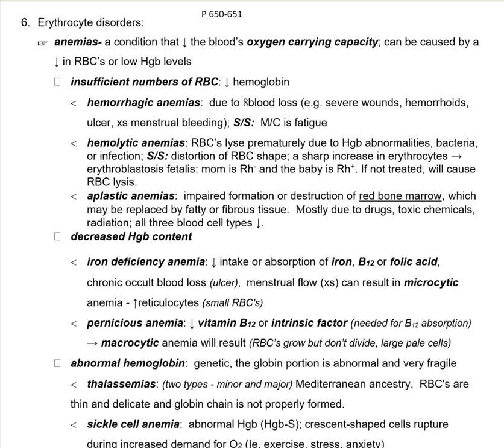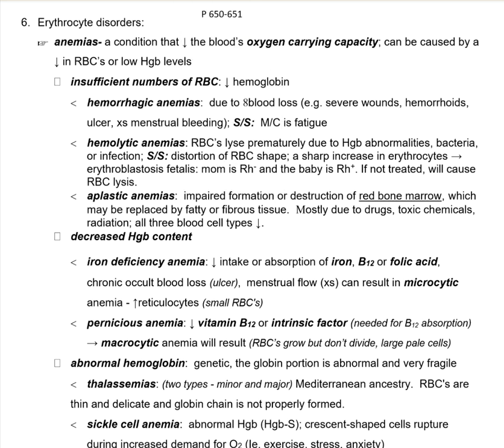Erythrocyte disorders are listed in your book on pages 650, 651, so you can read about them there. We are going to highlight a few things about them. We're not going to go into a lot of detail, but a little bit of detail. So let's do that now.